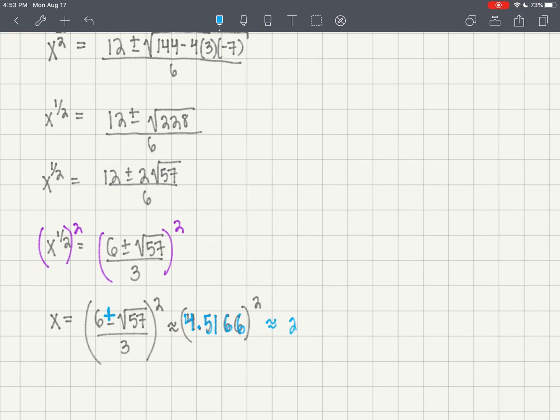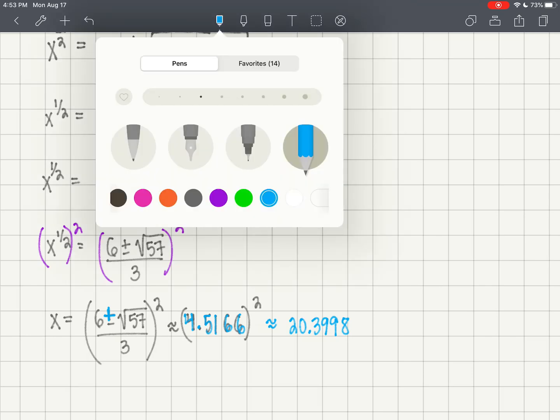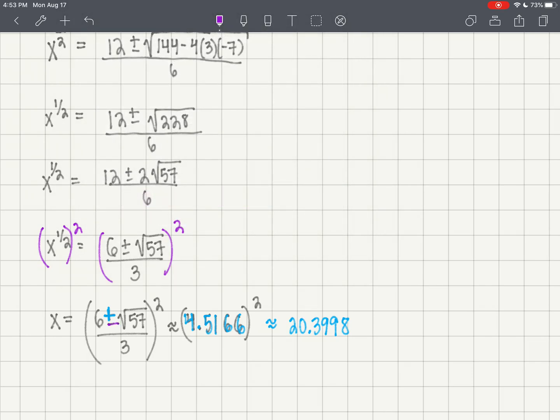Which is approximately 20.3998. Just got 4 digits. This way you know that you've got it right.